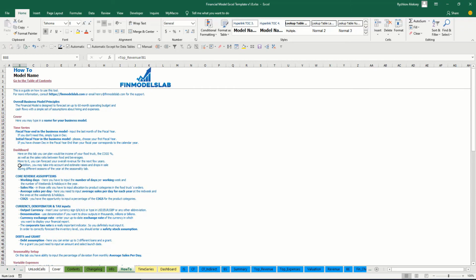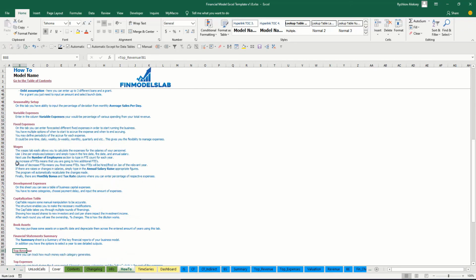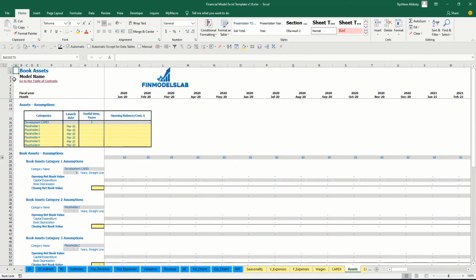Any header of this section is also clickable. So you may click on, for example, Book Assets, and you go directly to this tab.